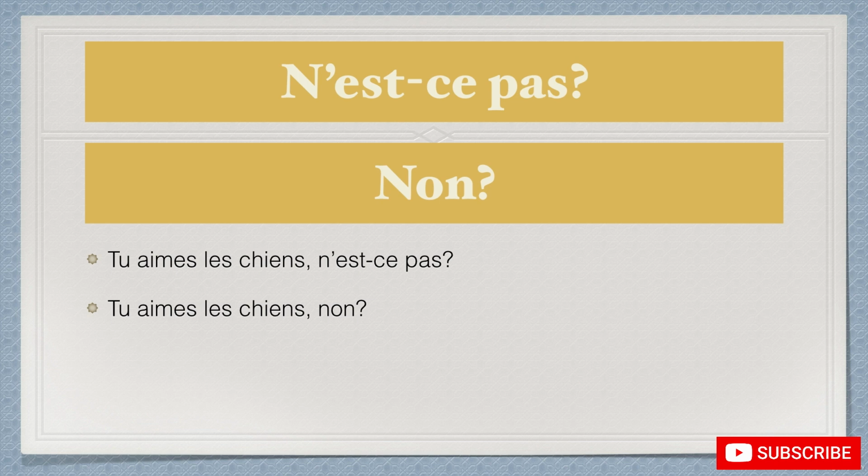Another way is if you take a sentence and then you just add the words n'est-ce pas or non at the end. So for example, tu aimes les chiens, n'est-ce pas? So you like dogs, don't you? A Canadian thing that we do here in Canada is we just add eh to the end. So you like dogs, eh? And there's other equivalents around the world as well in English that do that. So, but here we have tu aimes les chiens, n'est-ce pas? Or tu aimes les chiens, non? So you can add either n'est-ce pas or non at the end.